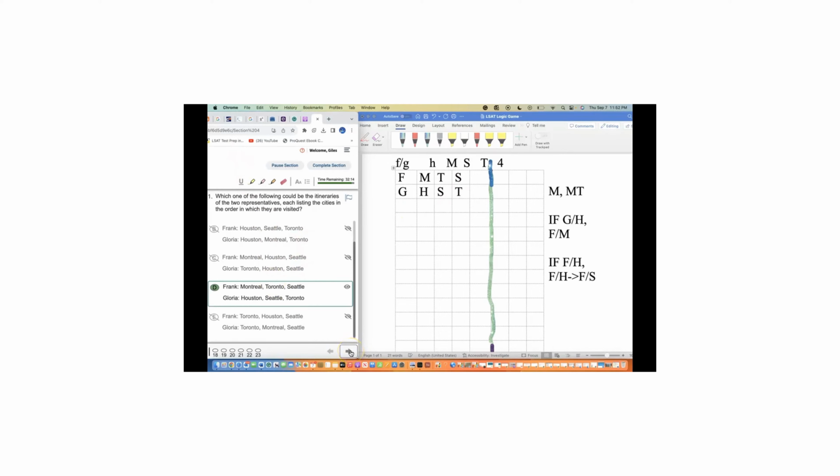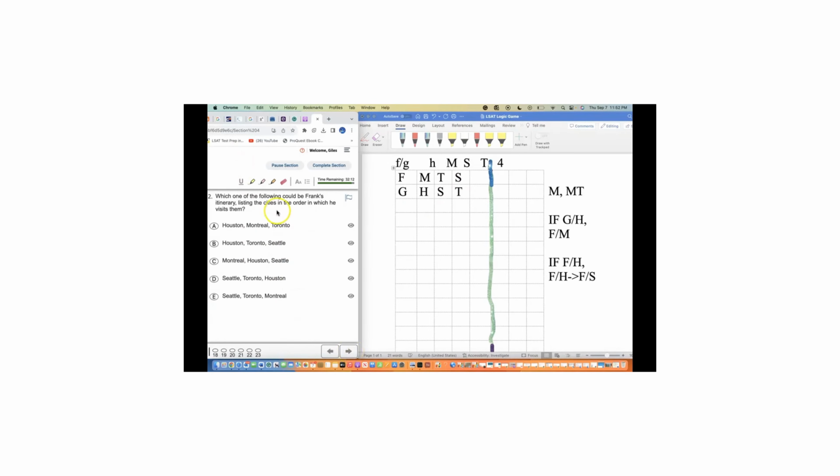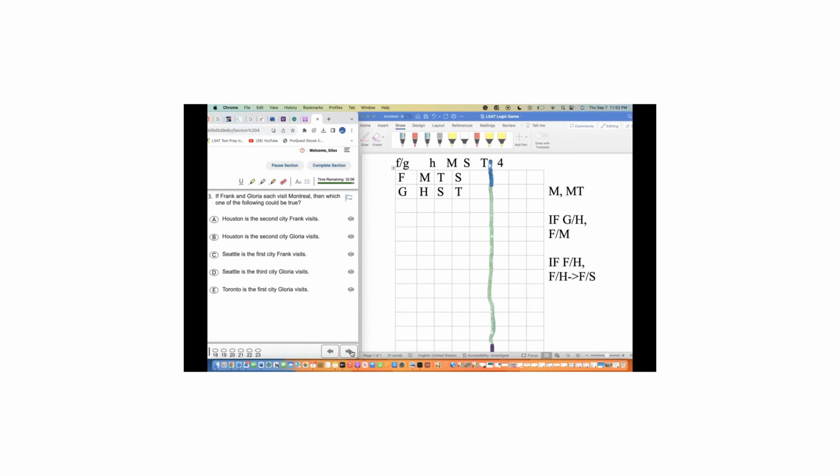Now I try to look for a question that's more specific than asking which of the following could be Frank's itinerary listed in the cities. If Gloria and Frank each visit Montrose, then which of the following could be true? So let me go ahead and practice this one right now. They're going to visit Montrose, and I'm going to go ahead and draw. This was the first question. This is going to be question 3, and I'm going to circle this because this isn't going to be able to change.